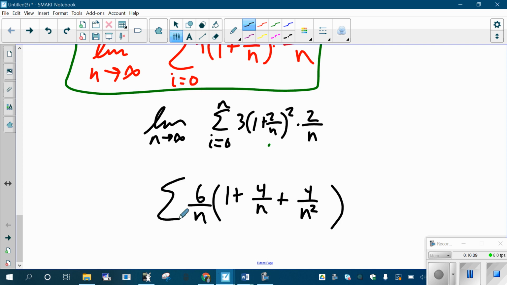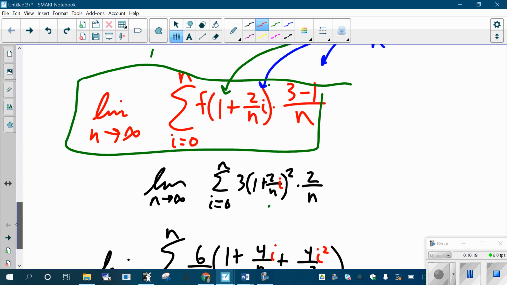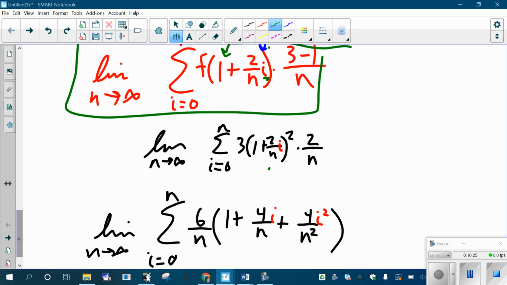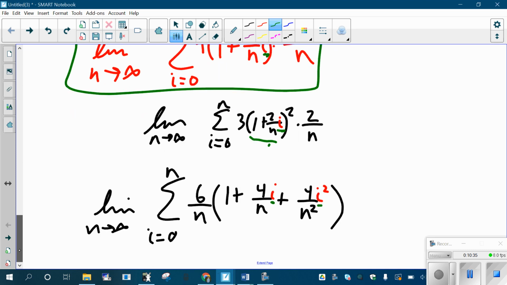Still got the sigma, still as n goes to infinity. Sorry, I forgot to put the i in there. Correction, go back. Check, I just forgot the i. So then the i shows right there. And then when I FOIL it out, these terms have i's, and the last one is i squared. Cool. So all I'm doing here is FOILing this out, distributing this out. Okay? Moving forward here.